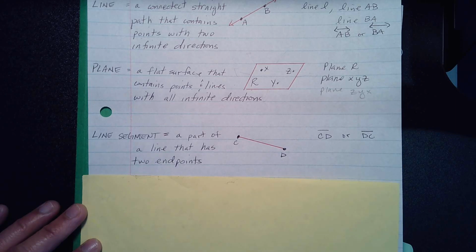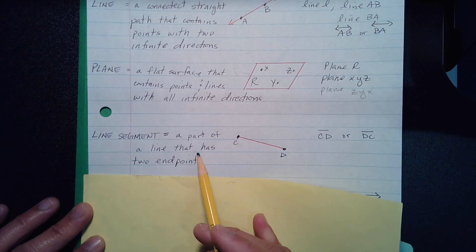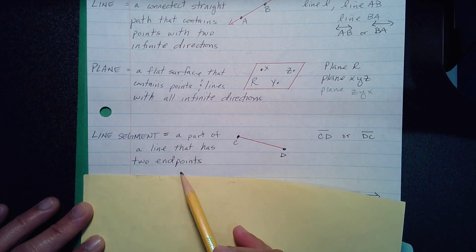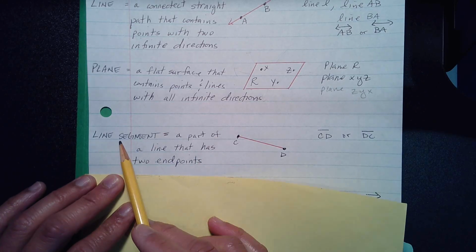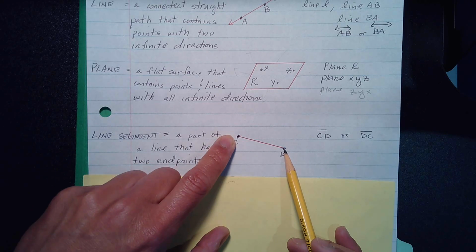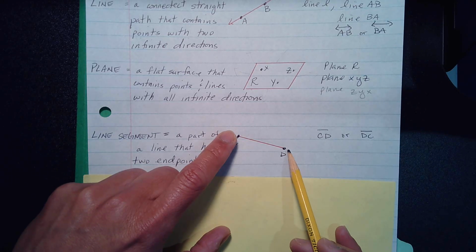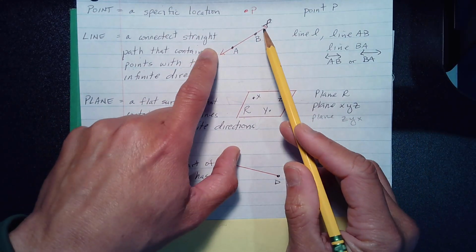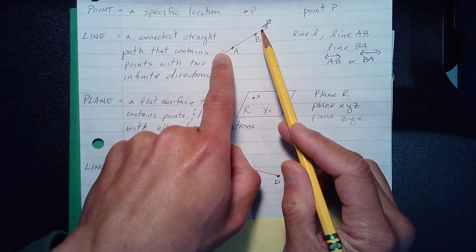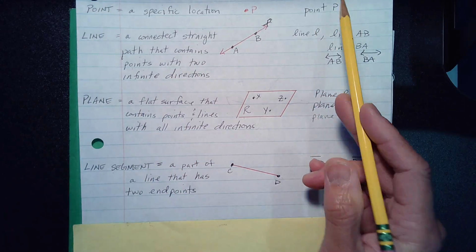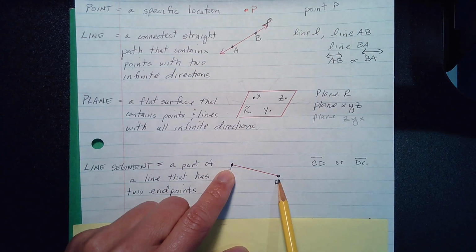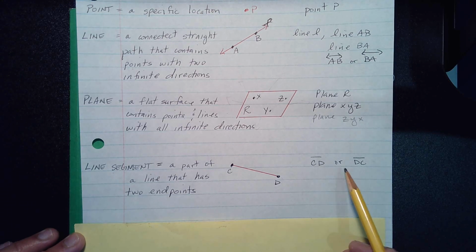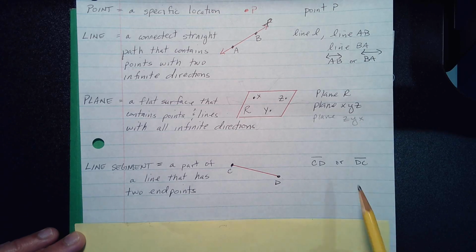Okay, next definition, a line segment. A line segment is a part of a line that has two endpoints. So a line segment has two endpoints, no arrows at the end. So that's how a line segment is different from a line. A line, if you recall, has double arrows and it continues to go on. A line segment stops at these two endpoints. So this is segment CD, or you could say segment DC.